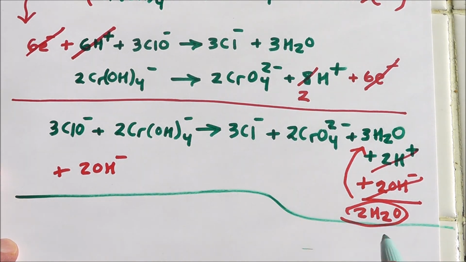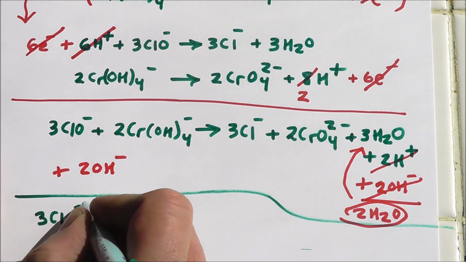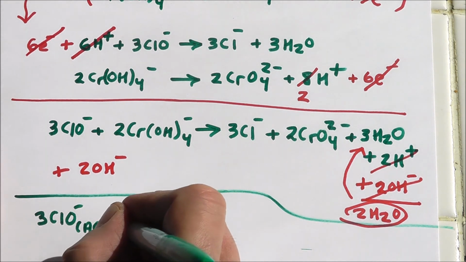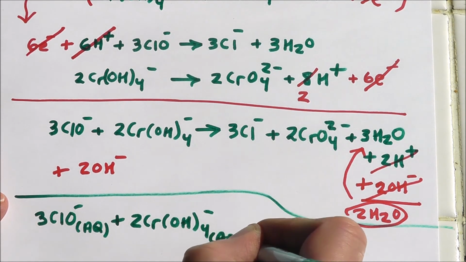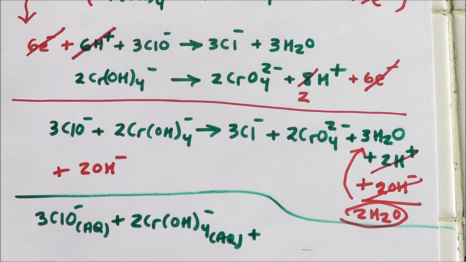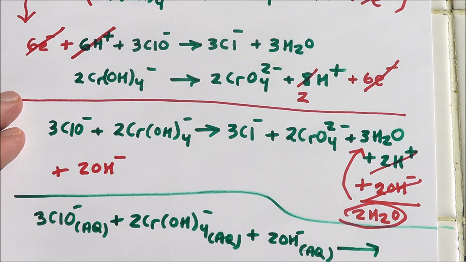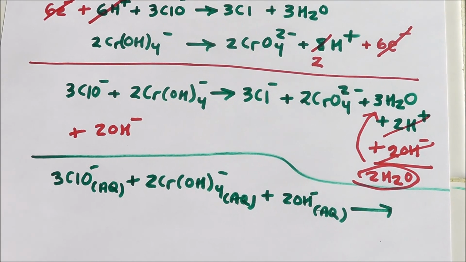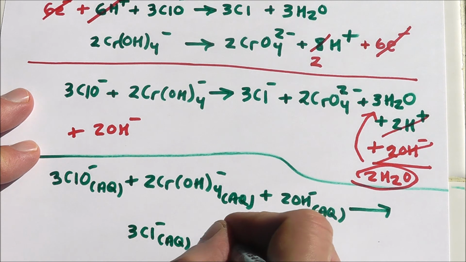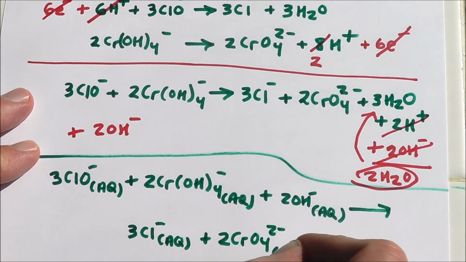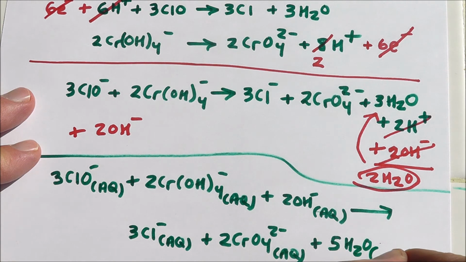So it'll be, and I'm going to be nice and neat and do it with subscripts and everything, ClO⁻ aqueous, plus 2Cr(OH)₄⁻ aqueous, plus 2OH⁻ aqueous, goes to make 3Cl⁻ aqueous, plus 2CrO₄²⁻ aqueous, plus, don't forget the waters, and we would have caught ourselves if we hadn't done that, 5H₂O liquid.